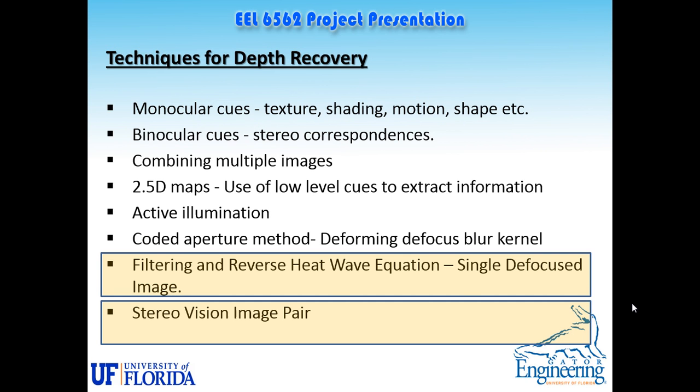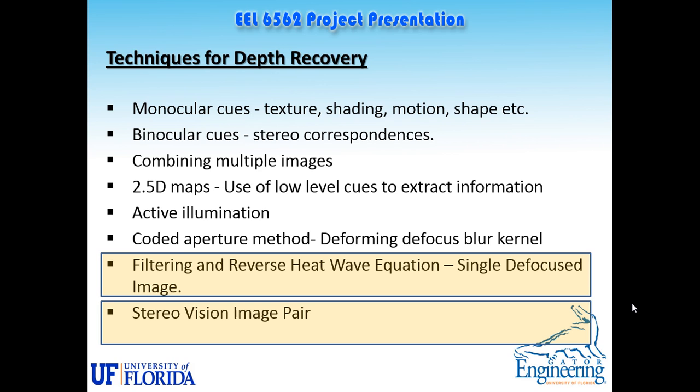So there are a lot of famous techniques for depth recovery. Previously, we said there are the monocular cues, which are the texture, shading, motion, shape, etc. Then we have the binocular cues, which is stereo correspondence, which is like taking two images from two different viewpoints and merging them to get an idea of the depth of the objects relative to each other. Then there's a process of combining multiple images. There's one more thing called 2.5D maps, which uses the low-level cues to extract information for depth recovery.